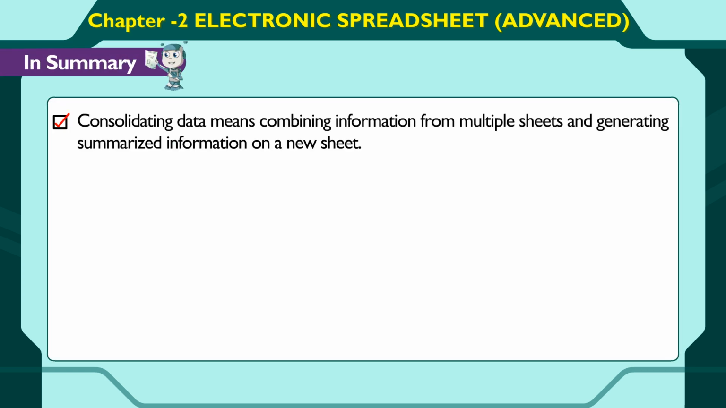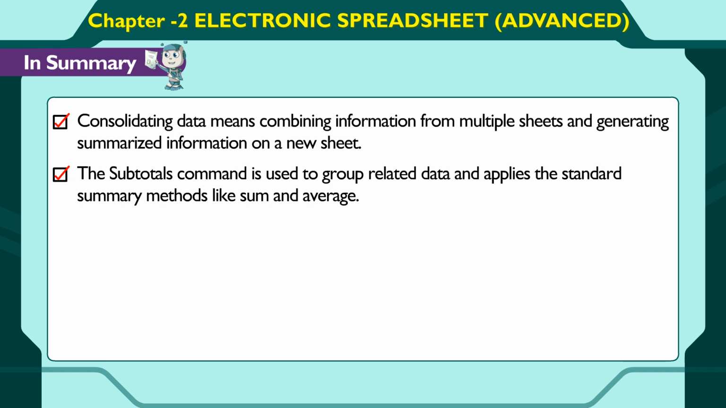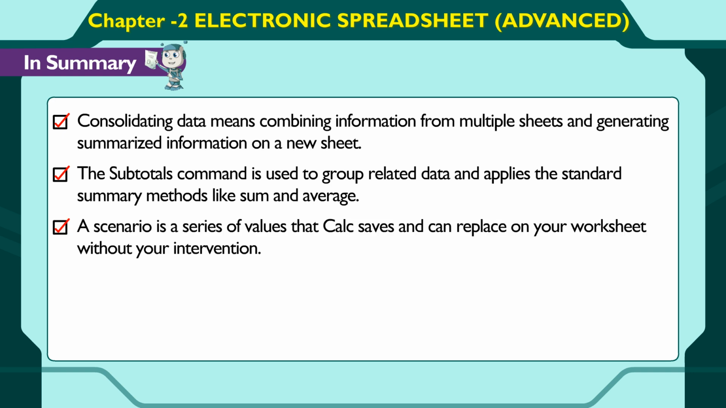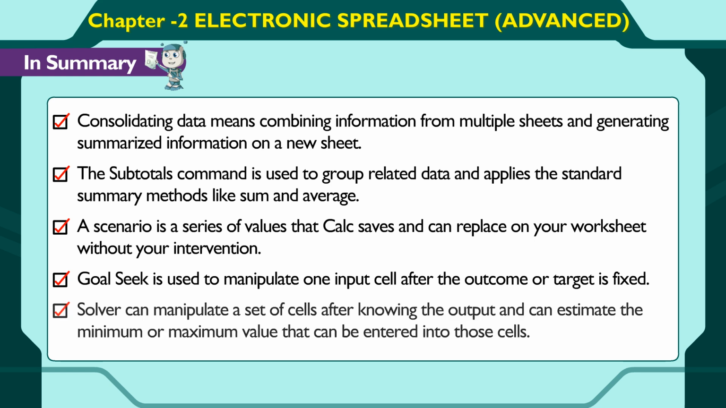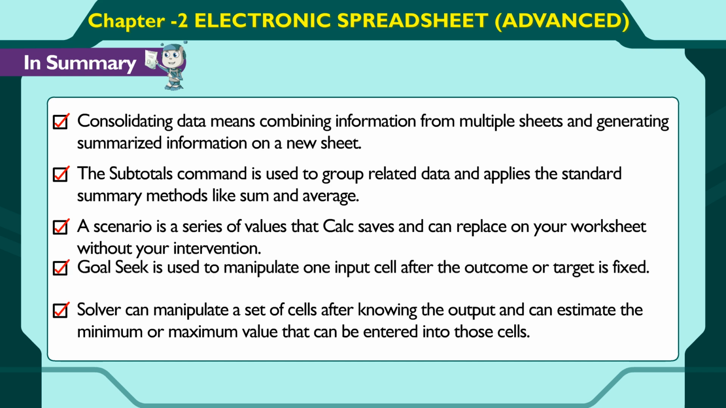In summary, consolidating data means combining information from multiple sheets and generating summarized information on a new sheet. The Subtotals command is used to group related data and applies the standard summary methods like sum and average. A scenario is a series of values that Calc saves and can replace on your worksheet without your intervention. Goal Seek is used to manipulate one input cell after the outcome or target is fixed. Solver can manipulate a set of cells after knowing the output and can estimate the minimum or maximum value that can be entered into those cells.